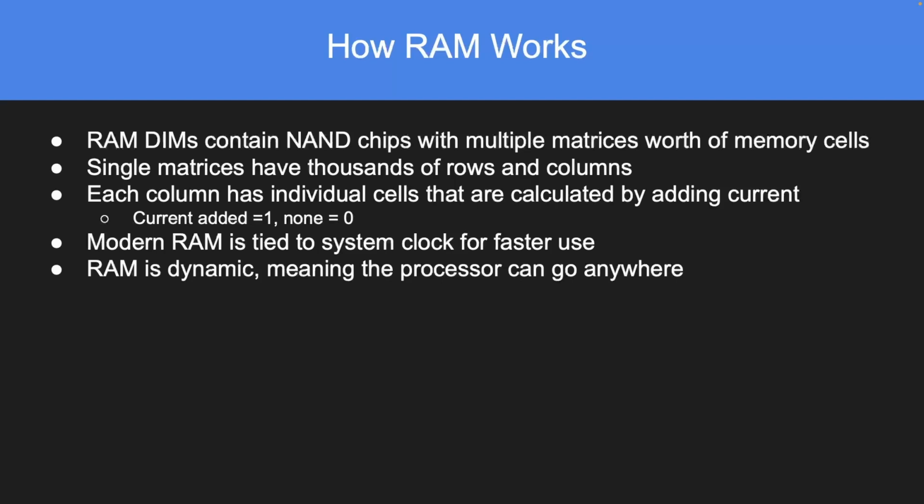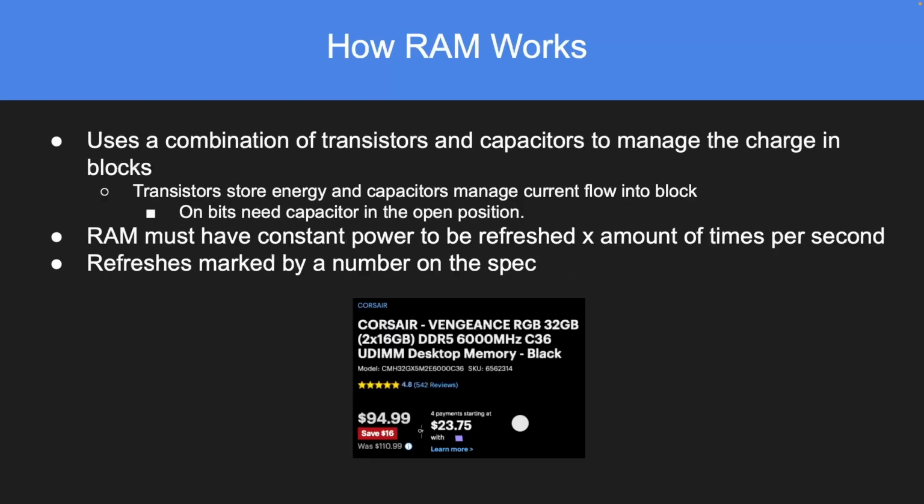So again, we can make further videos going into all of the parts of RAM and why it works the way it does. But for now, the high level interpretation of this is that it's synchronous and dynamic, and it's volatile. And moving on, modern RAM uses a combination of transistors and capacitors to manage charge in its blocks. So transistors are what's used to store energy, and capacitors manage the current flow into the block.